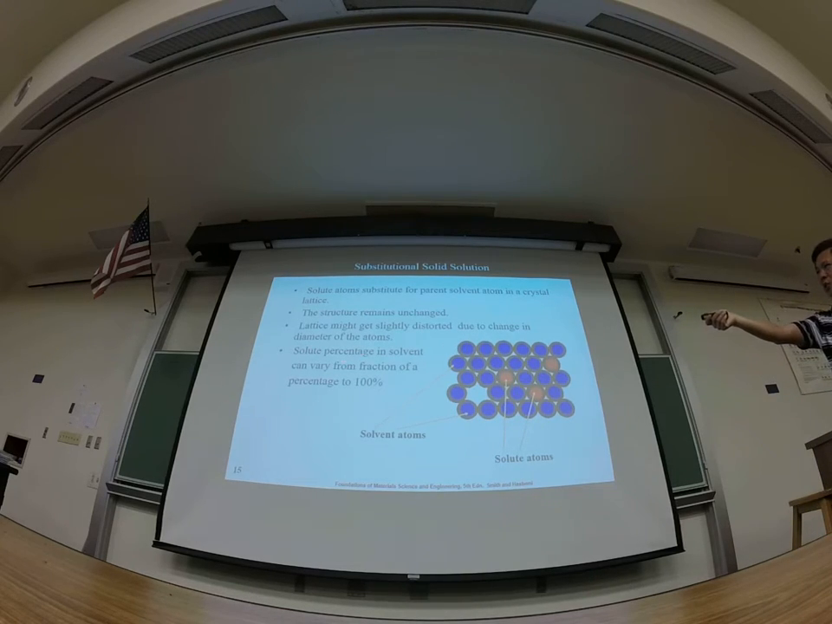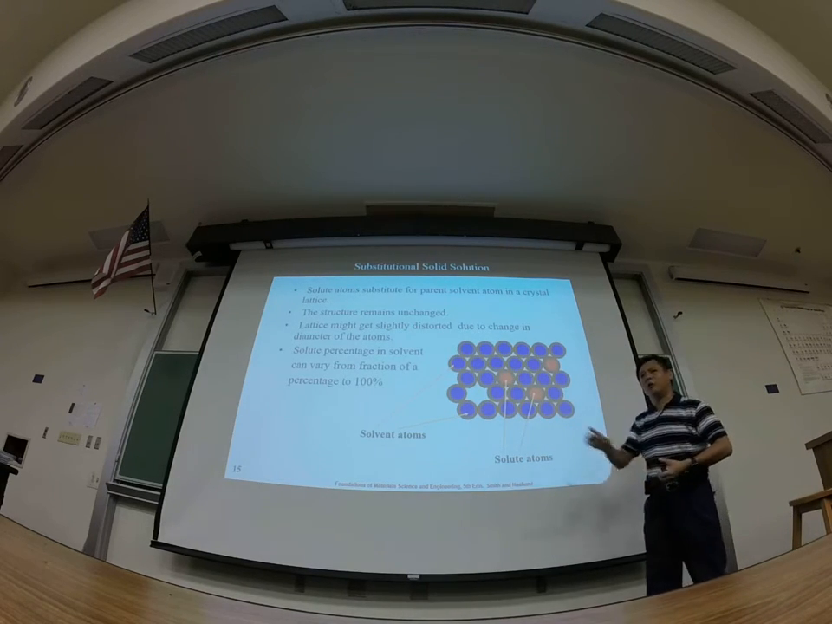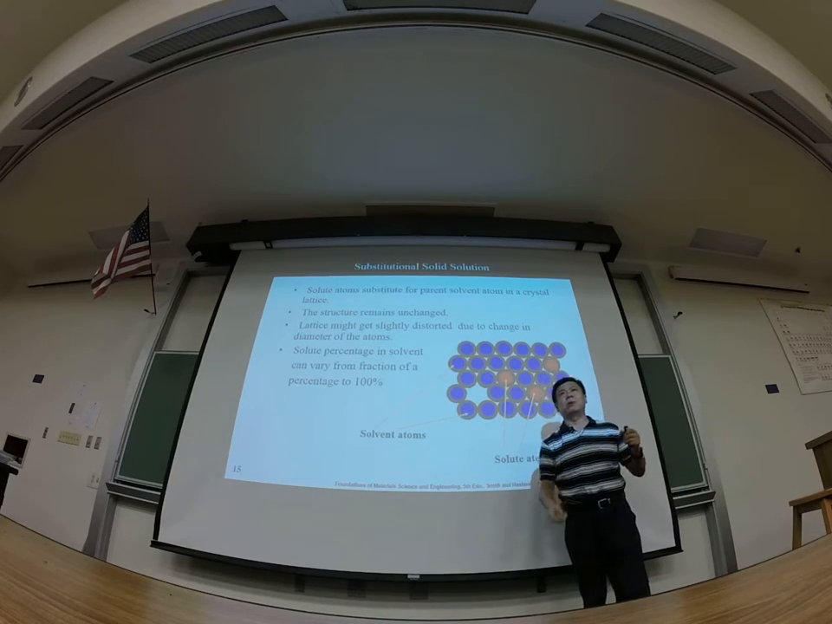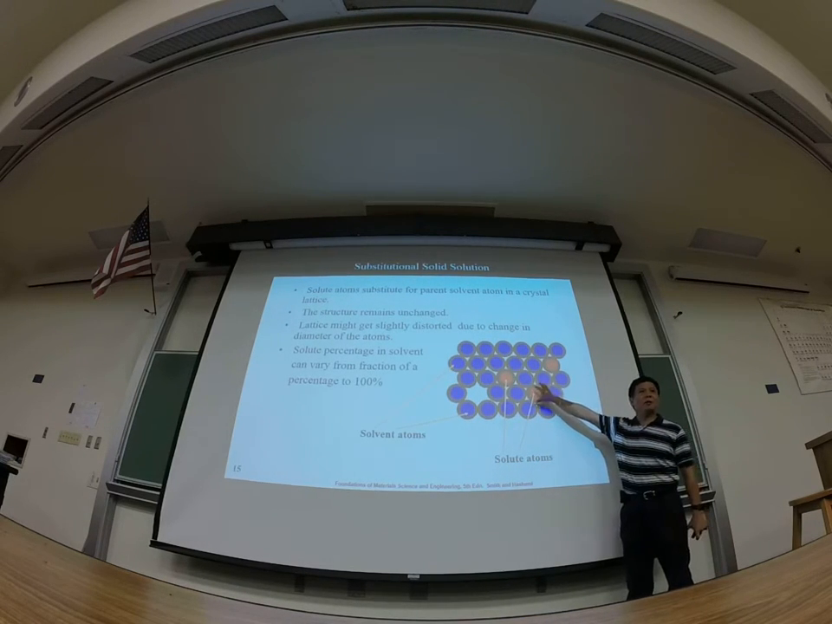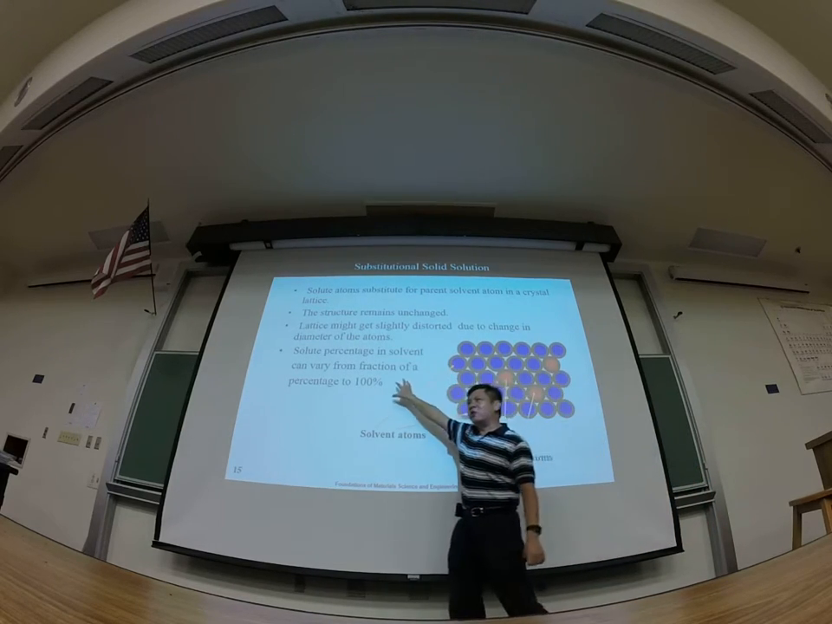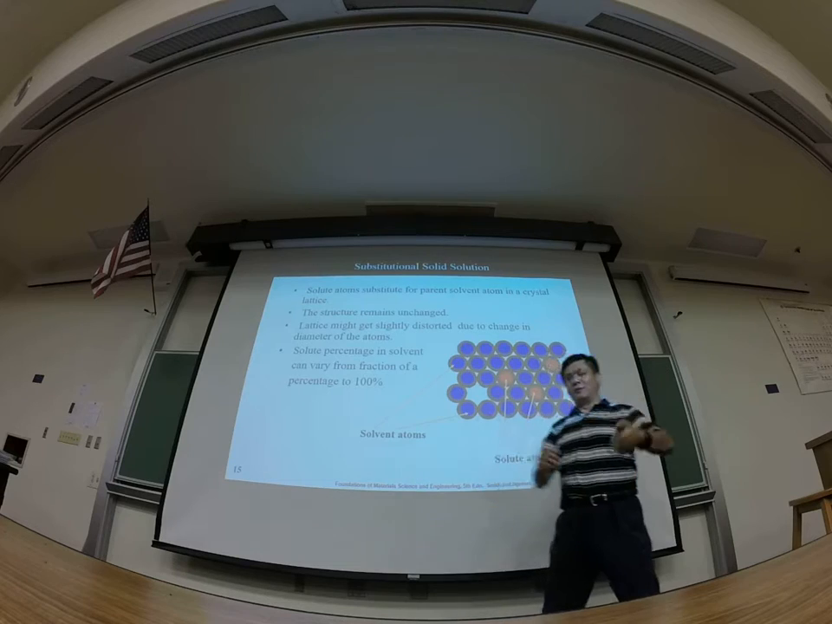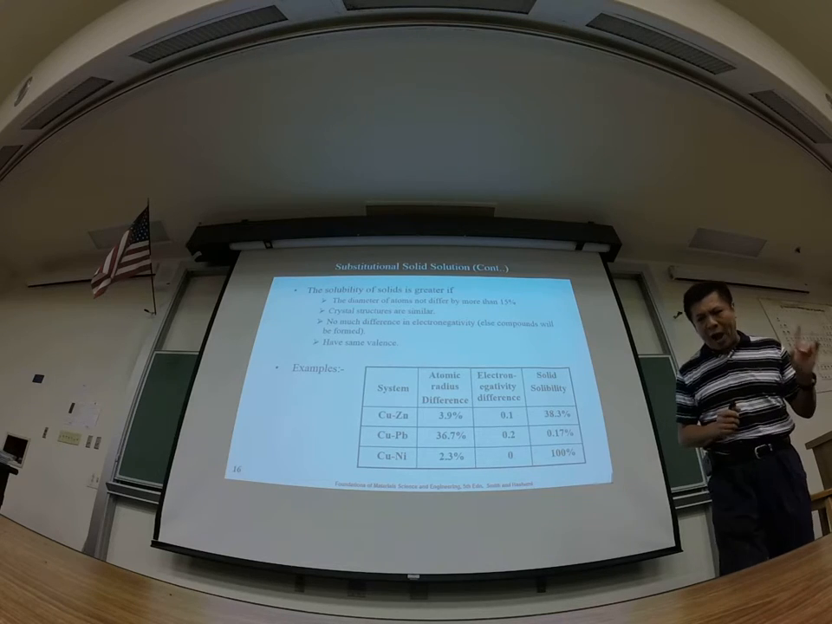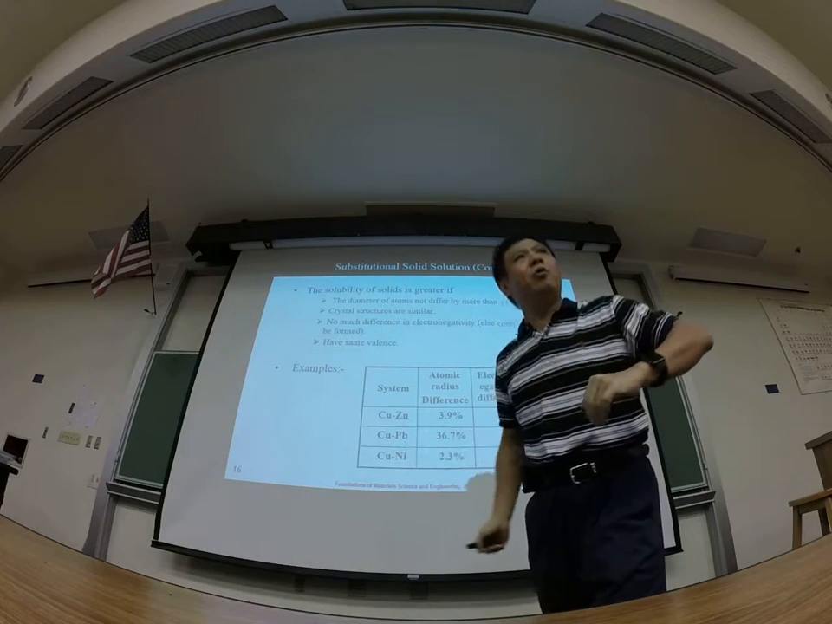So indeed, because they have very similar properties, if they're almost identical, the next slide I will show you the percentage of this impurity, or you can call them dopants, those secondary components, the solutes. They can change from a very small amount up to 100%. So that means you have a broad range of this kind of mixing. Okay?